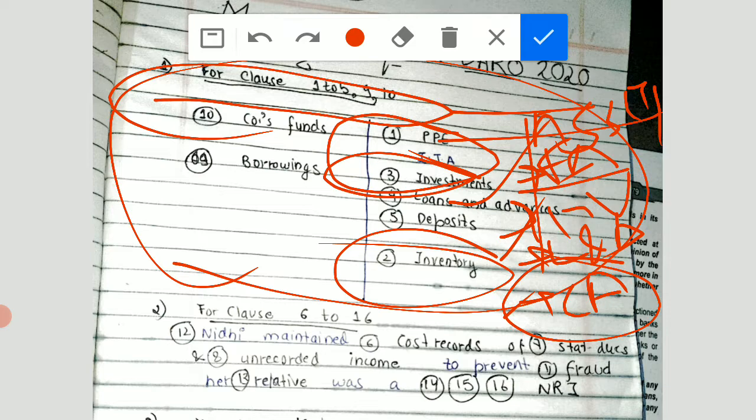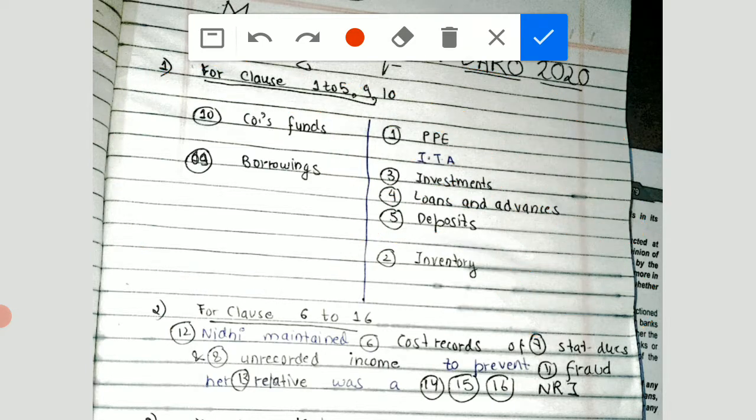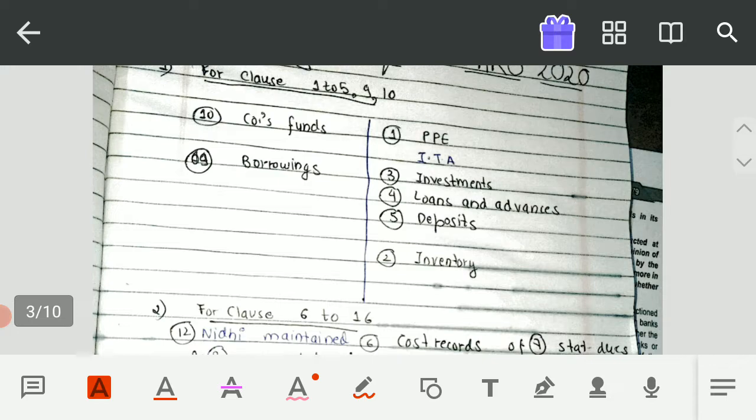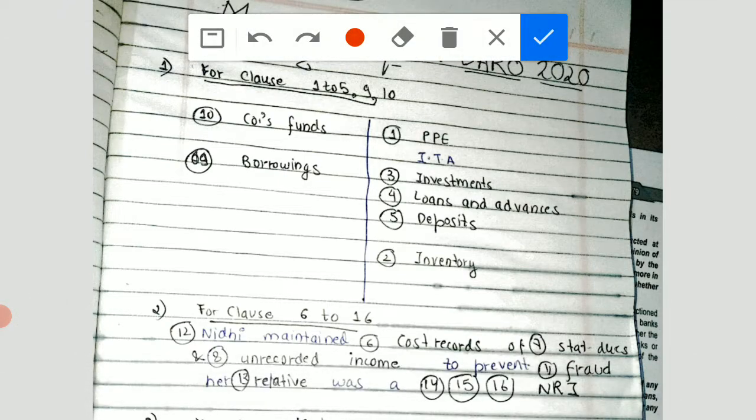After this, you can move to the 9th and 10th clause. This 9th clause will talk about your borrowings, that means all the borrowings which the company has taken. As an auditor, you have to report about that. Then your 10th clause will talk about the company's funds, that means the company's own fund, or the company has taken some debentures or issued some IPOs, FPOs, the initial public offers. So in the 10th clause we will talk about how the company has raised the funds.